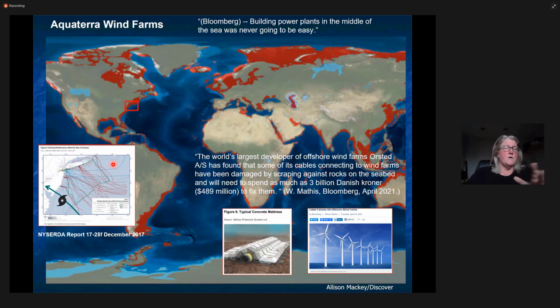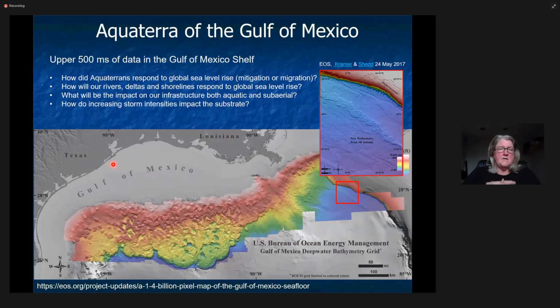But in this report, I will say this, you won't find any geoscience in this report. It's all about infrastructure and it's all about engineering in and around all these cable structures. We need to get more active in being involved in this.